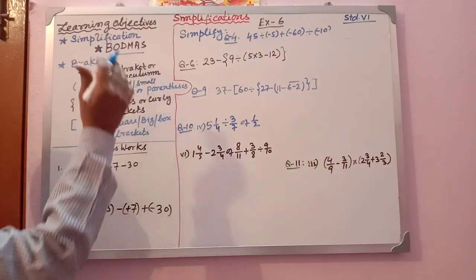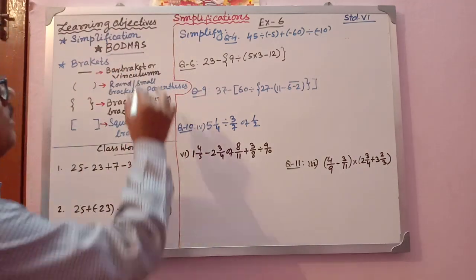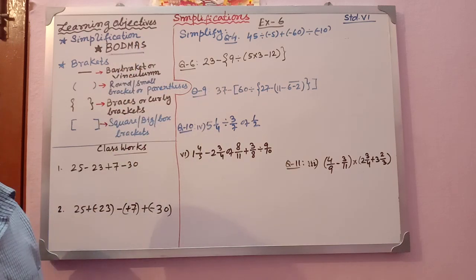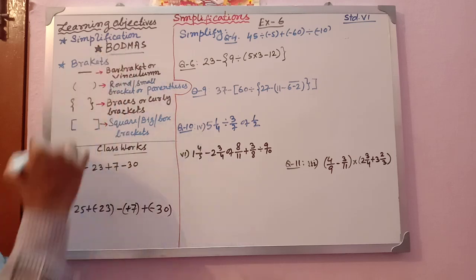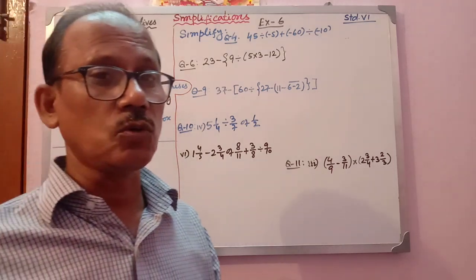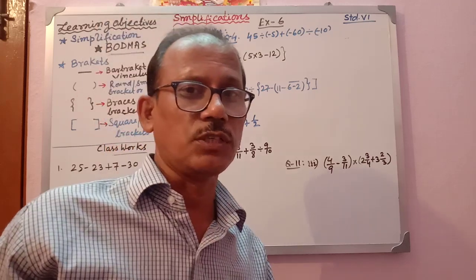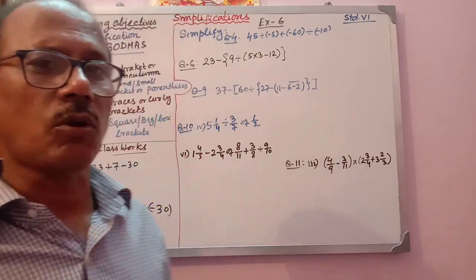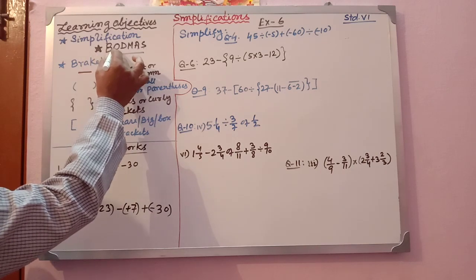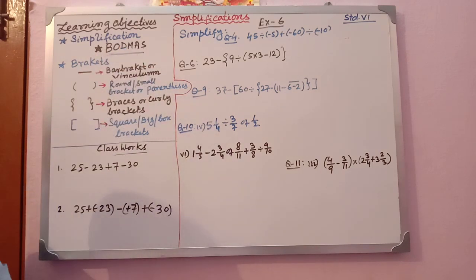First bracket work; within the bracket work, division, multiplication, addition, subtraction. Then the of work you have to do. If division and of are given to you, or multiplication is also given, first you do the of work, then the division work, then the multiplication work. That order you should follow: of, then division, then multiplication, addition, subtraction.